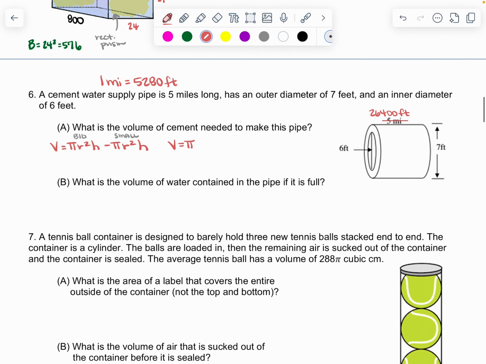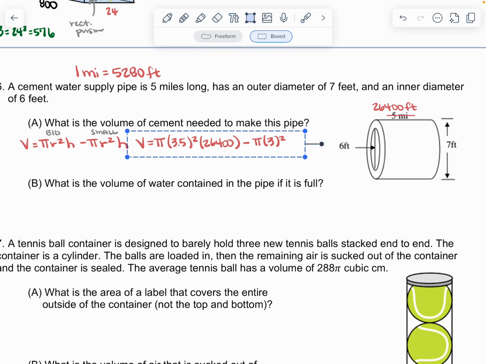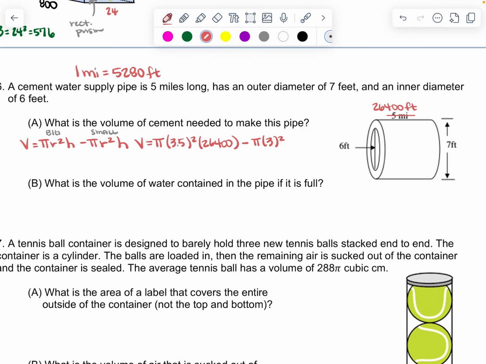All right, so here we go. I'm just going to kind of go off to the right over here. So pi, the radius of the big pipe is 3.5 squared. And of course, that big height of 26,400 minus the small pipe's radius, which is 3, so pi 3 squared. I'm going to scooch this over. Times the same height of 26,400.